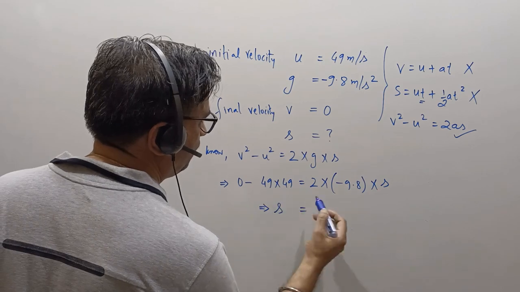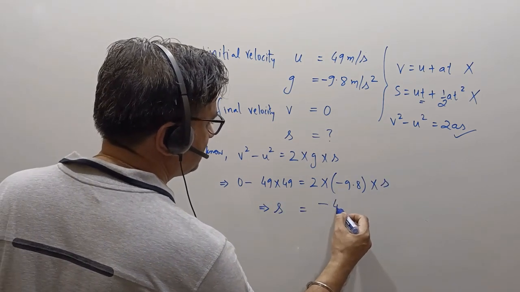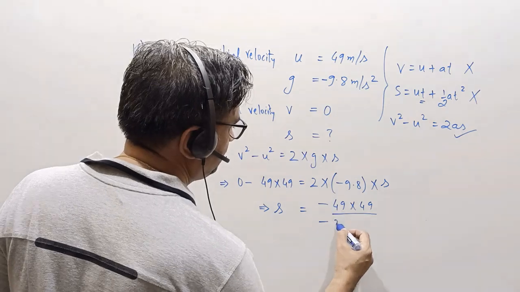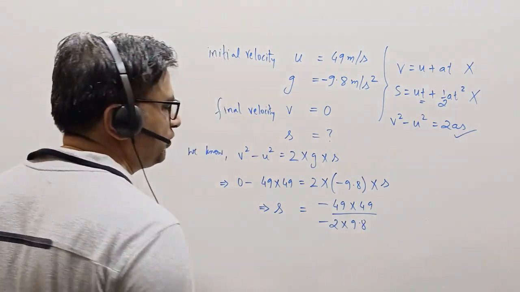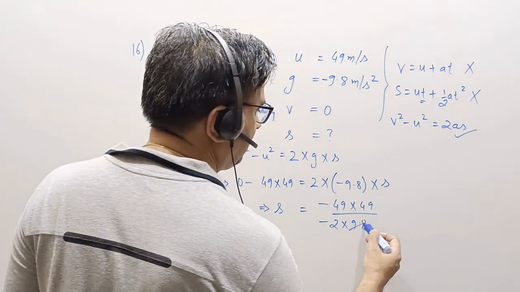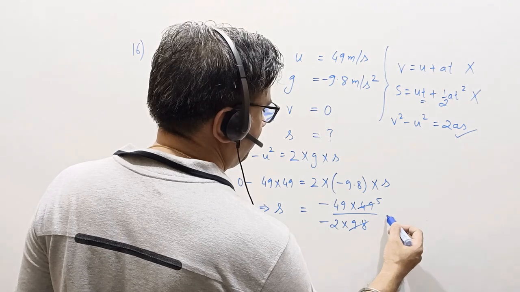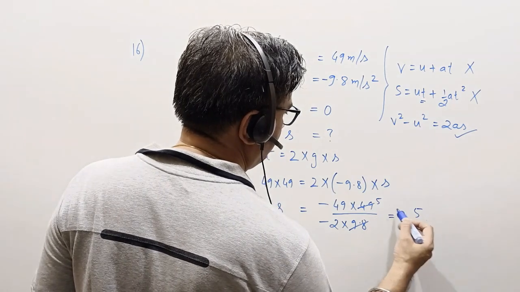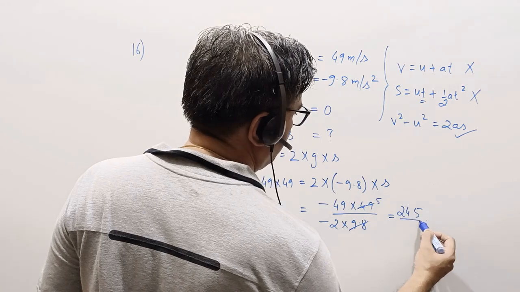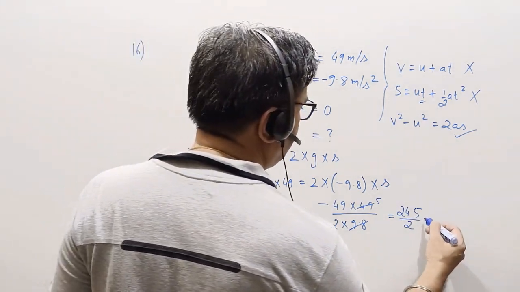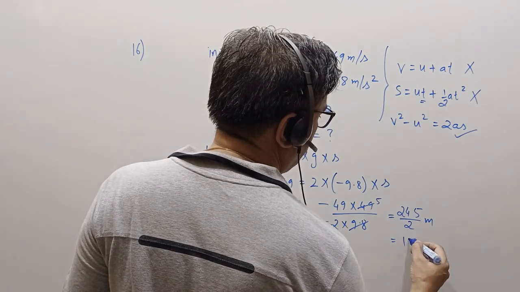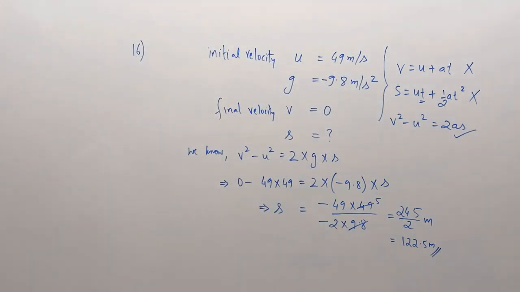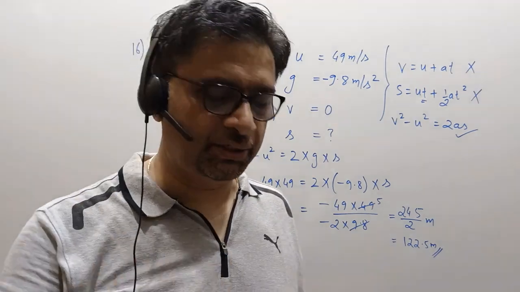So that gets us what? S will be equal to, bring every quantity on this side, which gets us to minus 49 into 49 by minus 2 into 9.8. So you will see that this goes 5 times. So this will be 9 into 5 is 45. 245 by 2 meters, and that comes to 122.5 meters. This is the maximum distance to which the ball will reach. That's the maximum it can go.